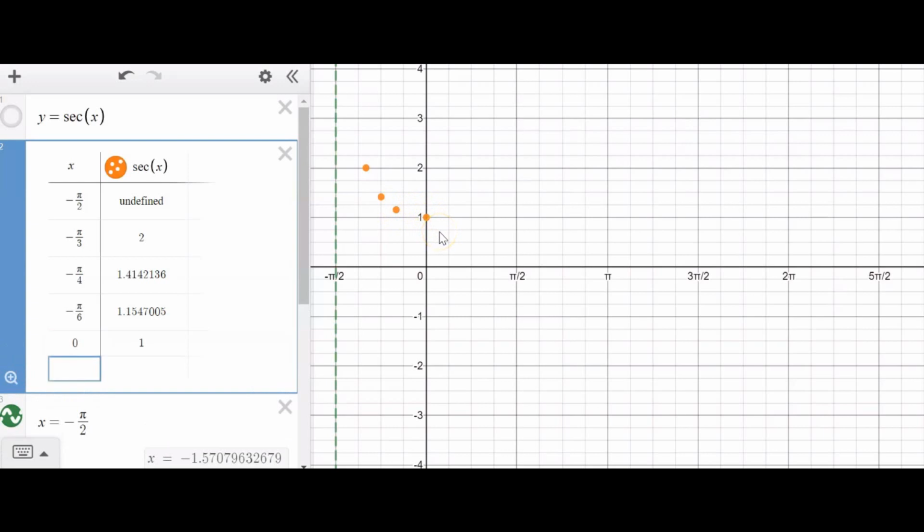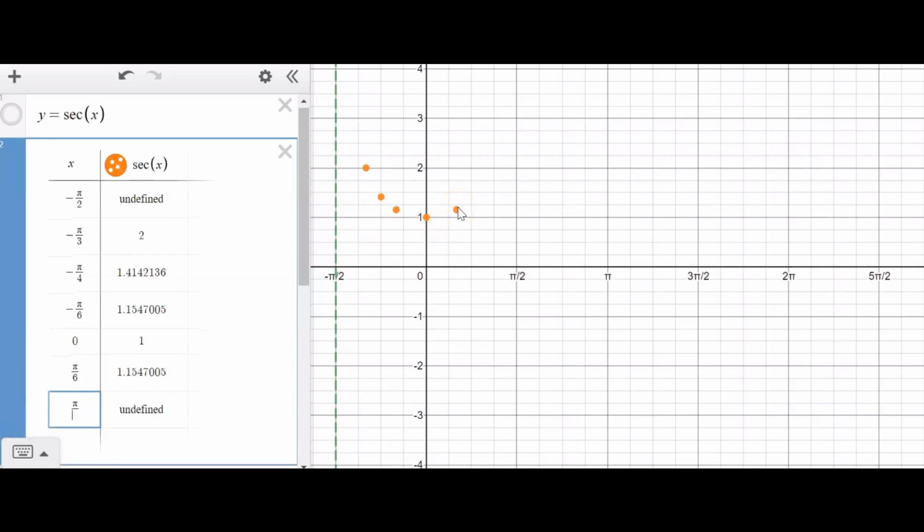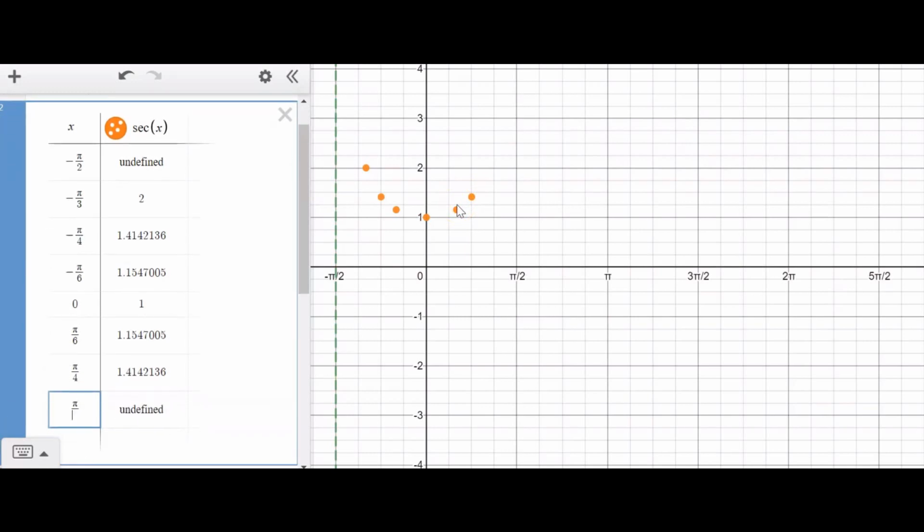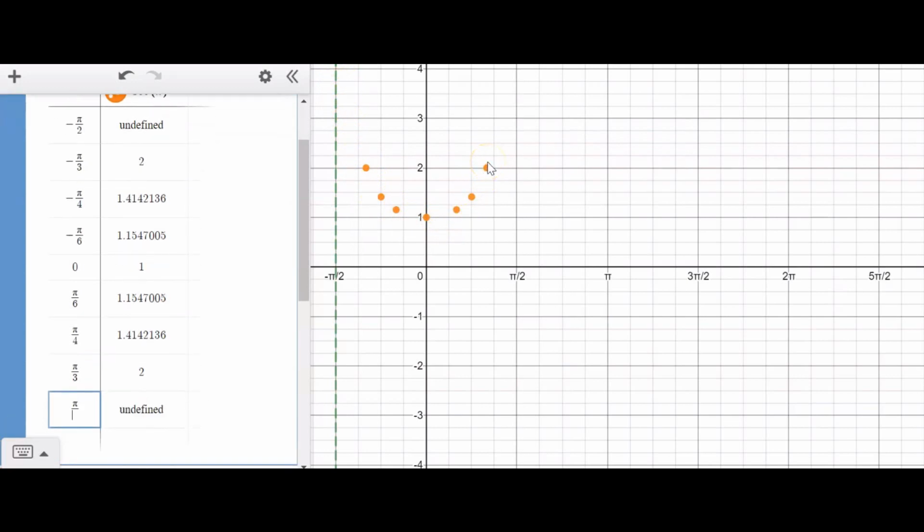Then from 0, we'll go to pi over 6, and now we're going back up to 2 square root of 3 over 3. Then at pi over 4, we're going up again to square root of 2. And then at pi over 3, we are going up to 2 again. And look at this, we got this nice kind of this bowl shape here, right? Okay, but we know that it's coming from this asymptote, so it's coming down here, and then it's creating this bowl-shaped turnaround. And then we already know what's going to happen at pi over 2.